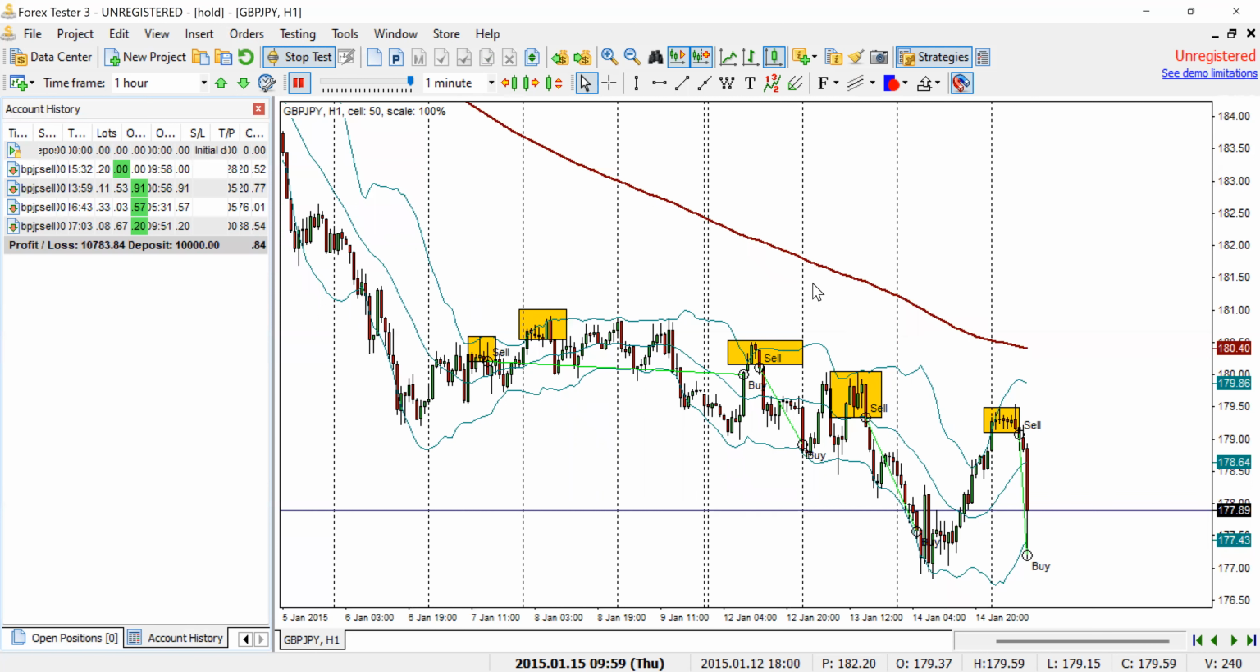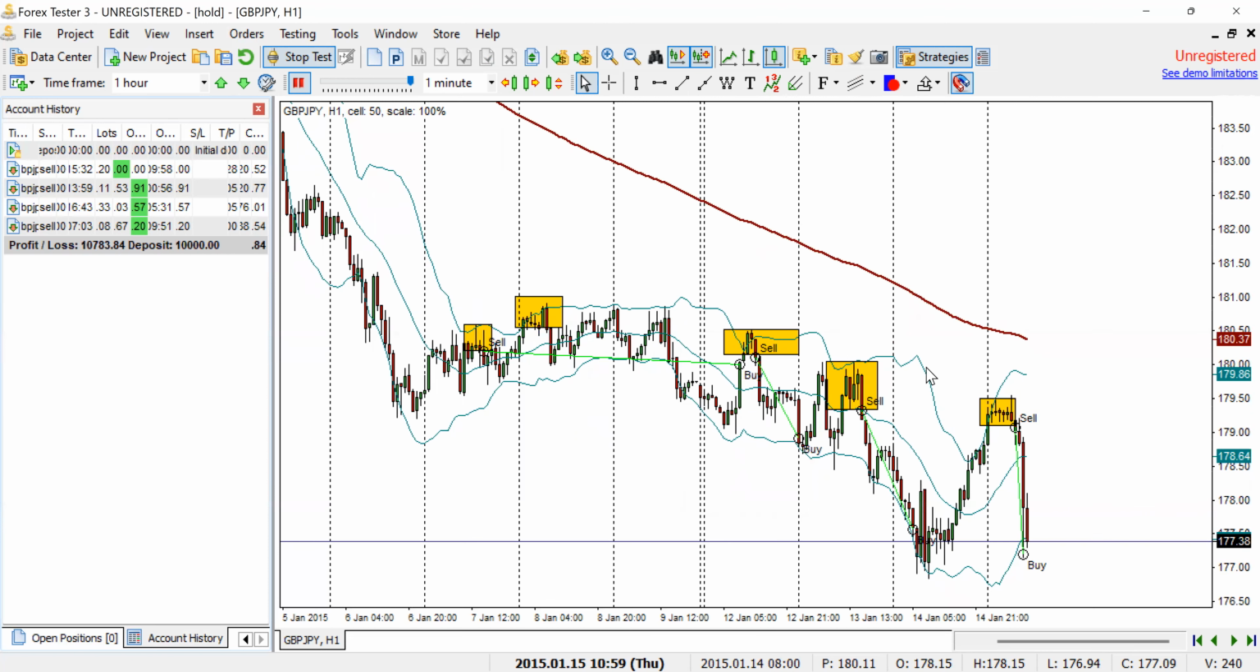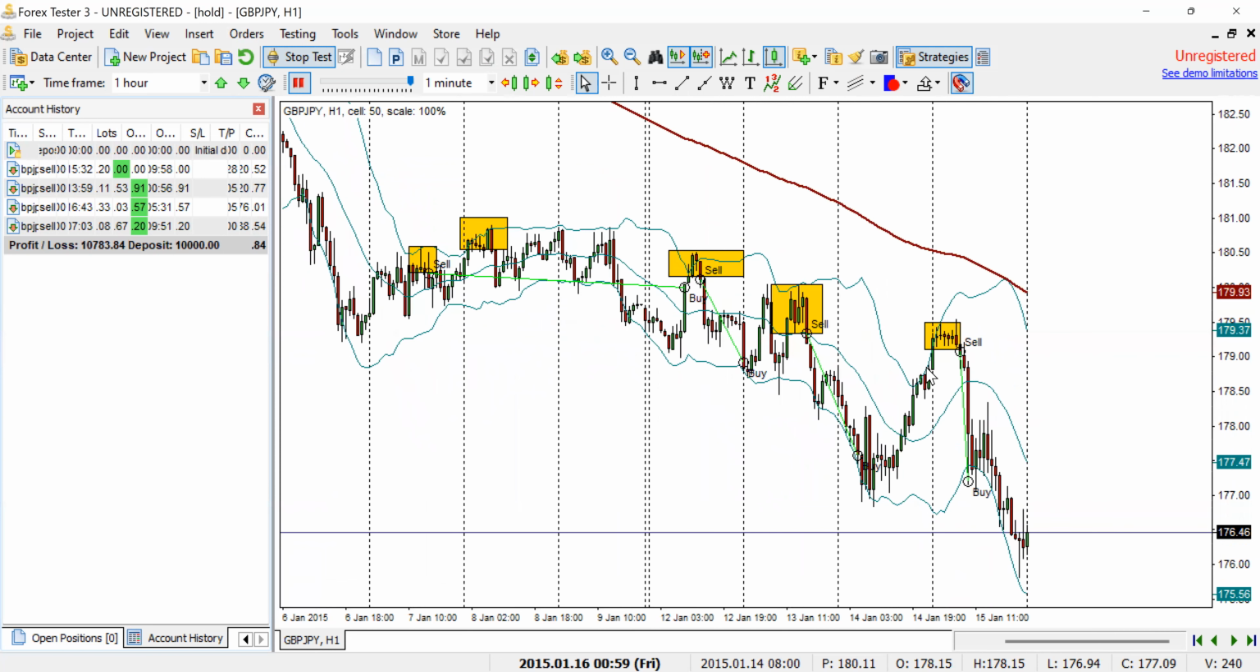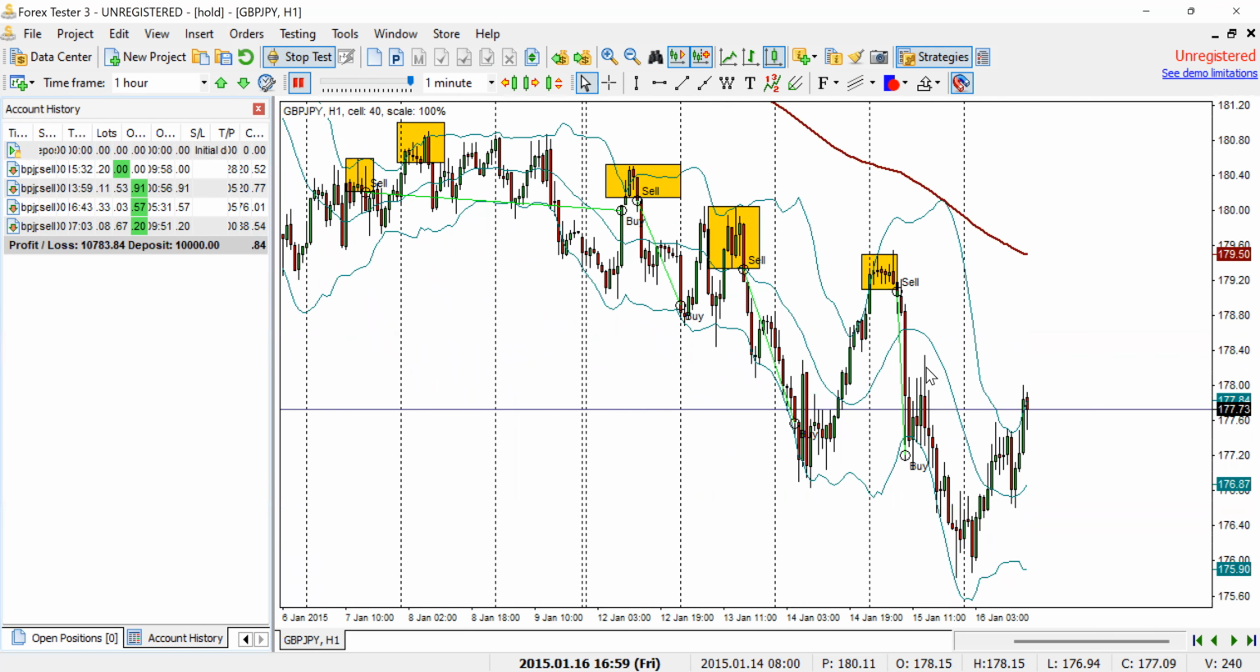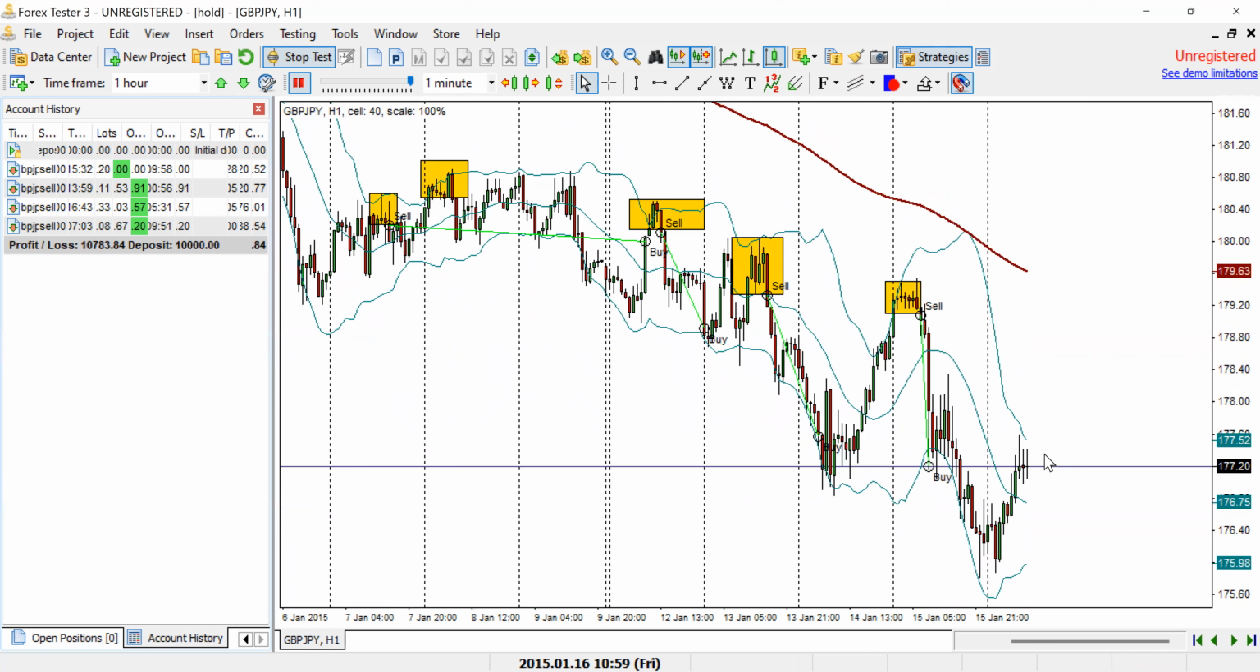So if it was a buy, price would have to be above the moving average, right? And then you're looking for these kind of reversal zones. That's what you'd be buying. That's pretty much it. So let's see. Let me go back a few candles.